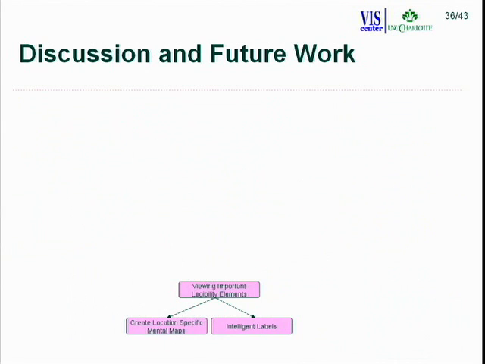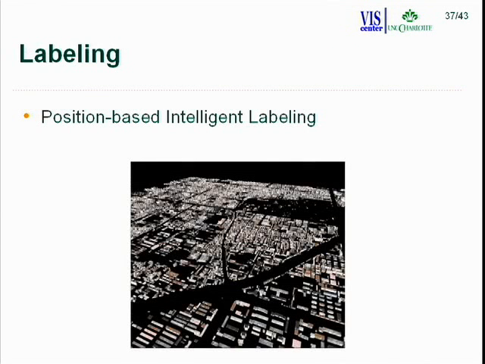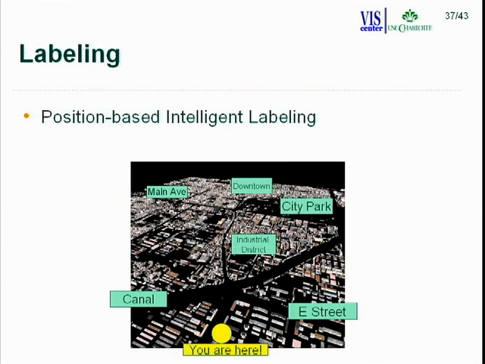Along the same line, if we can start to quantify a city, the other thing that we'll be able to start doing is smart labeling, or in other words, position-based intelligent labeling. So for example, if I give you a model, again, this is of China, if somebody says, I'm here, and then asks, what are the important things around me? Now we can start to say, here's a canal in front of you, here's E Street, this is Main Ave, and so on. The interesting thing that I want to point out is, now we can start to show the important features based on their relationship to where you are.